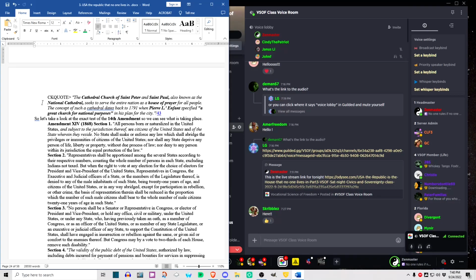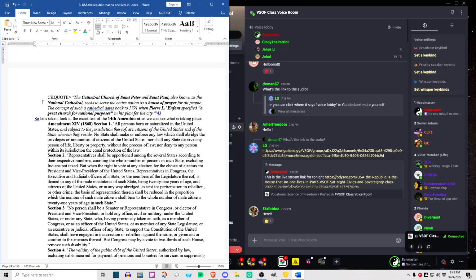So let's take a look at the exact text of the 14th Amendment so we can see what is taking place. Amendment 14, 1868, Section 1. Quote, all persons born or naturalized in the United States and subject to the jurisdiction thereof are citizens of the United States and of the state wherein they reside. Which is why you never want to be a resident. No, because there's a huge difference between a resident and being lawfully domiciled. So when they call everybody a resident in all the state forms and you go ahead and sign that and agree with it, you step yourself right into the beginning of the 14th Amendment without ever knowing it.